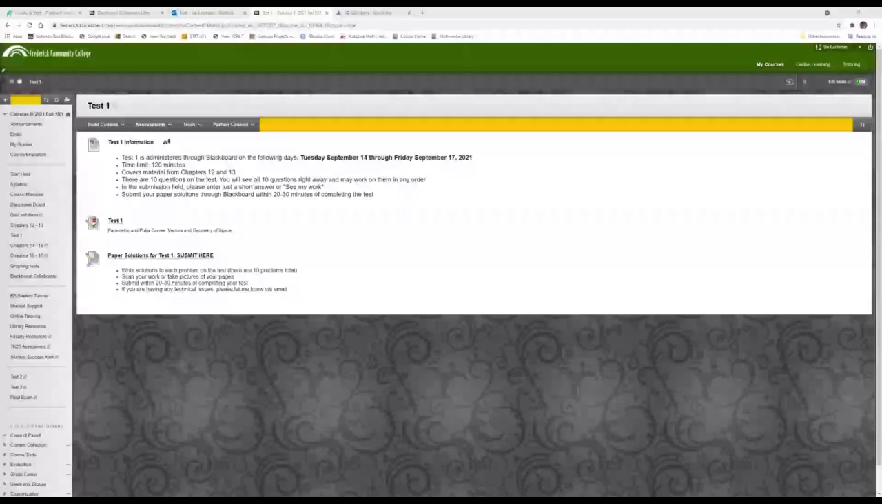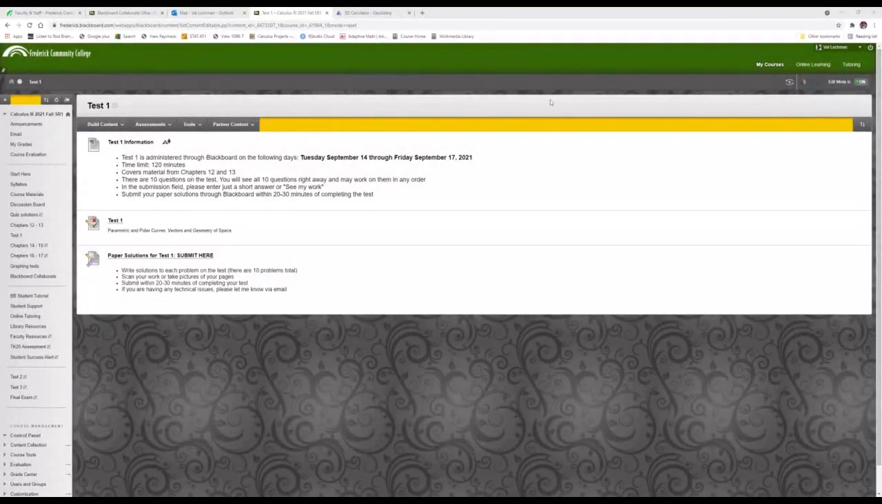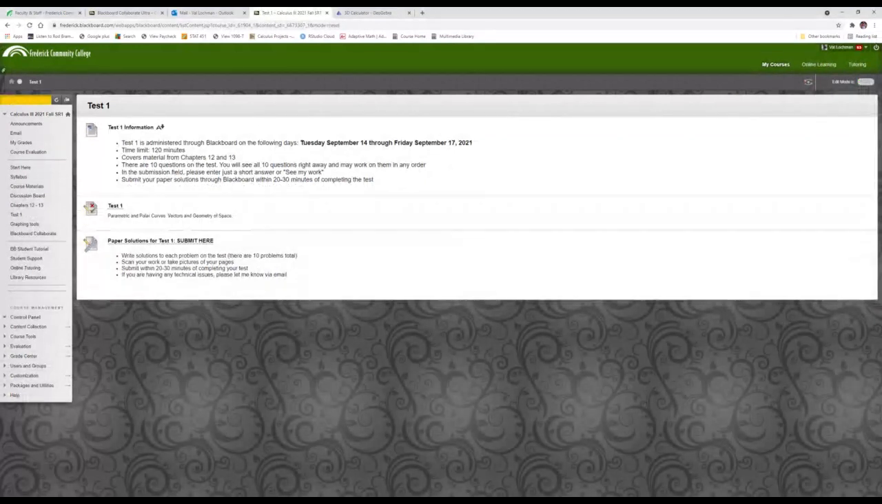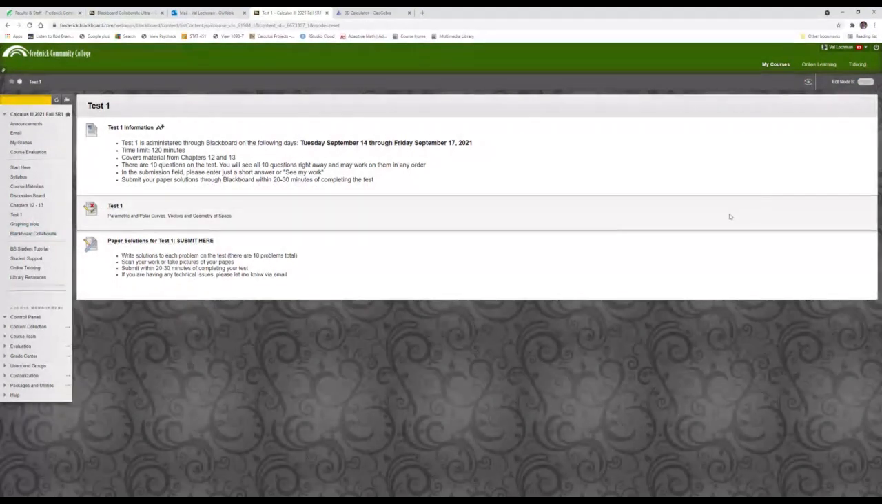Let me know when you see the screen that just says test number 1. It might take a minute. Okay, you see it? All right, so on the left panel, you can see that now there's a tab, test number 1, with test information. You can take it as early as today, and it is available until Friday, September 17th. So this Friday.